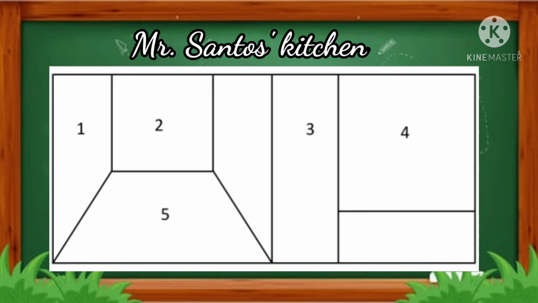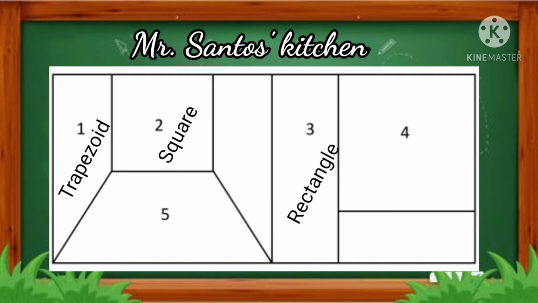Okay, so now let's check if your answers are correct. For number 1, it's a trapezoid. Number 2, it's a square. Number 3, it's a rectangle. Number 4, another square. And number 5, it's a trapezoid.